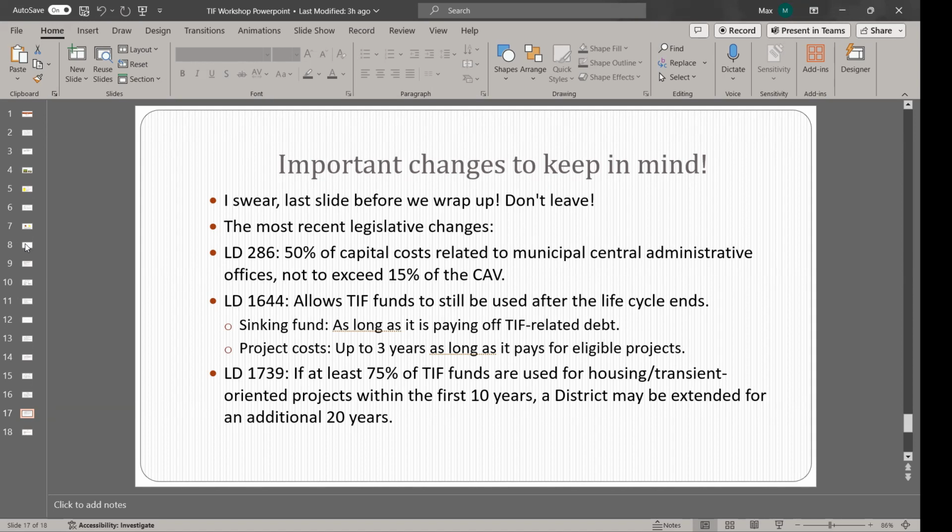Now, LD 1739. This is the biggest game changer I want to point out to any town that is listening, especially if you are talking about housing in the community. If at least 75% of TIF funds are used for housing or transit-oriented projects within the first 10 years, that district may be extended for an additional 20 years. So most TIF districts only have a 30-year life cycle at max. If the first 10 years are dedicated to housing or transit-oriented projects, your TIF life cycle ends up being now 50 years. That was just passed this year.